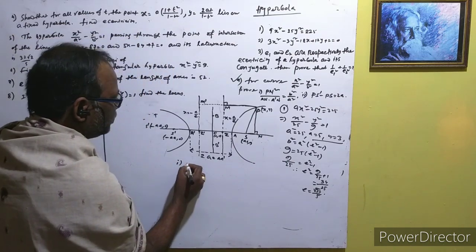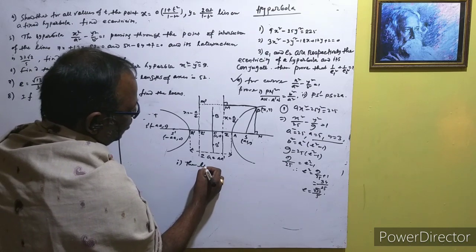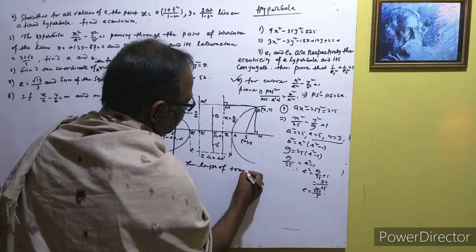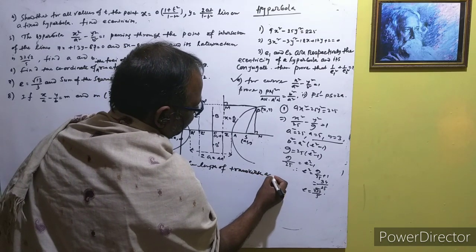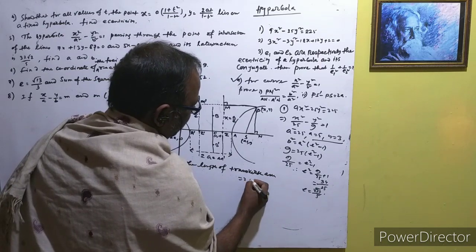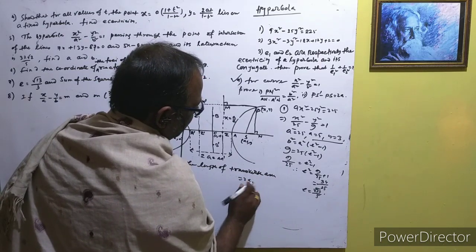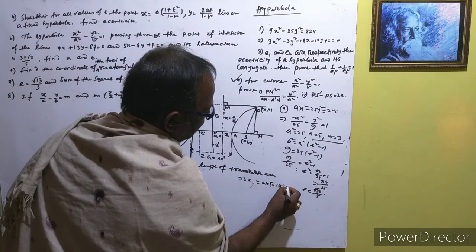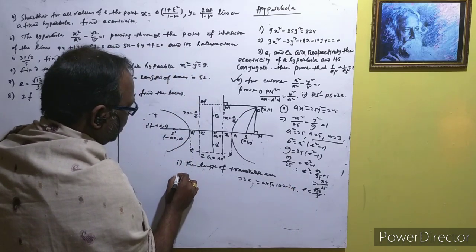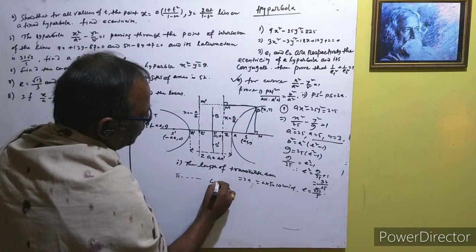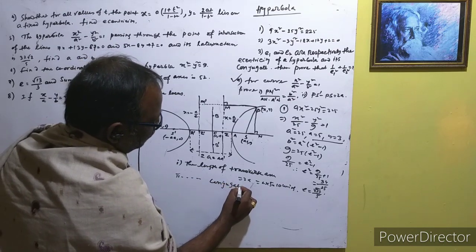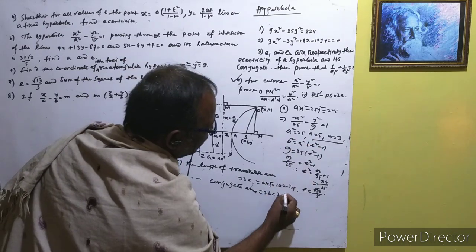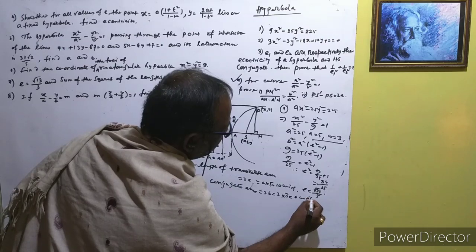So point number 1, the length of the transverse axis, that is twice a. So you can write here 2 into a, a means 5, so 10 units. And number 2, the length of the conjugate axis, that is 2b. So 2 into b, where b is 3, so this is 6 units. Okay.